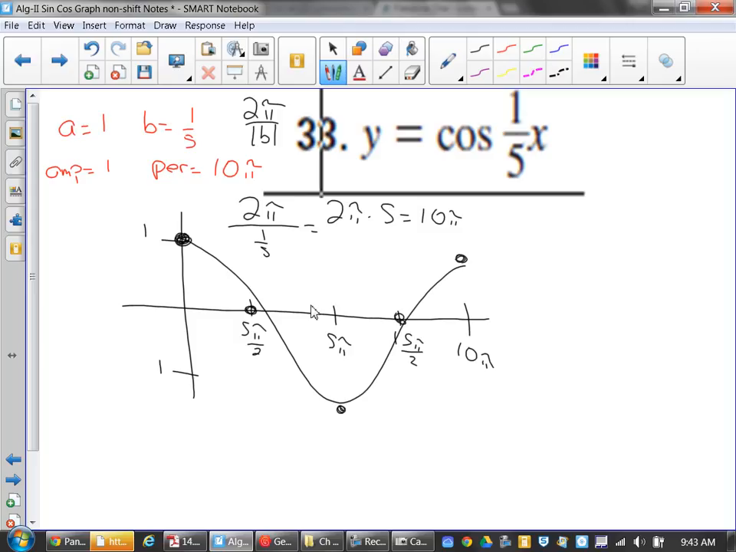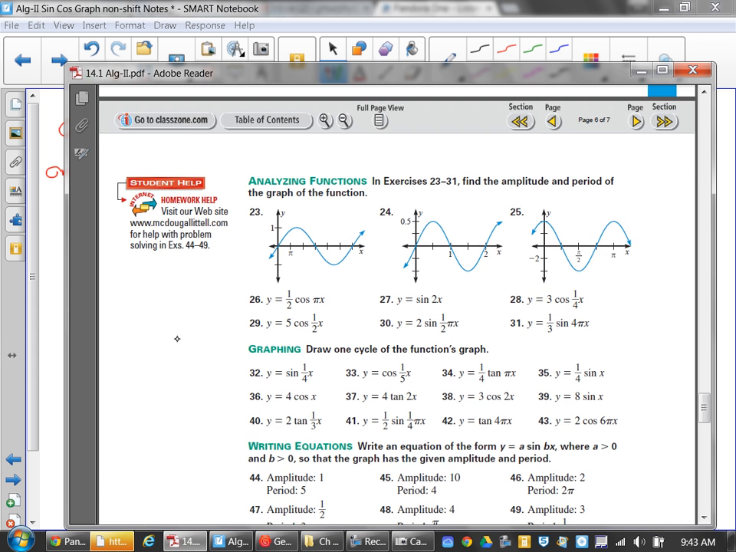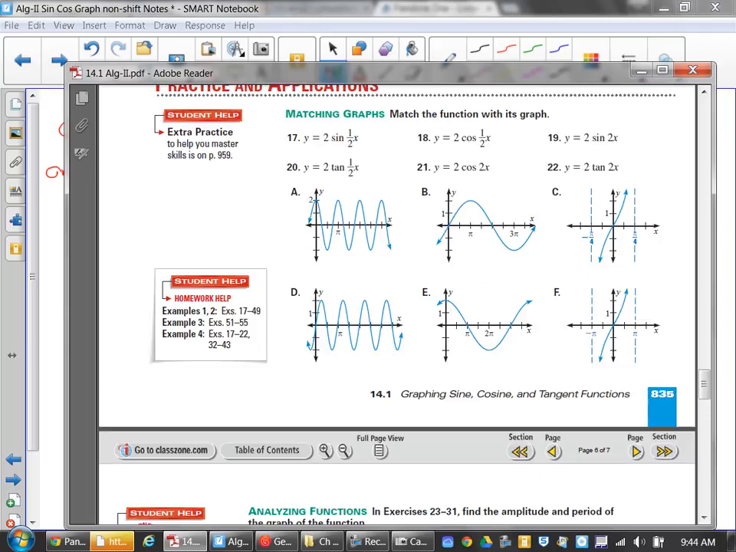There was a matching graph. Which one did you want to look at? The first four. Because they go in between. Well, we know that it's not C or F. Yes, those are tangents. So if you chose C or F, you're wrong.